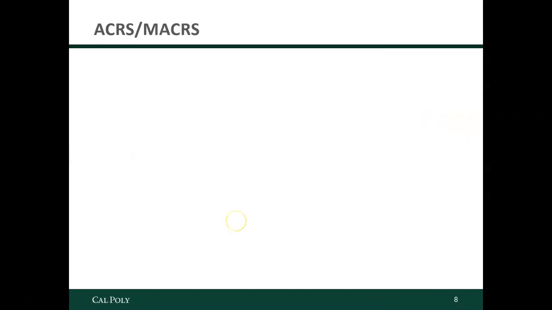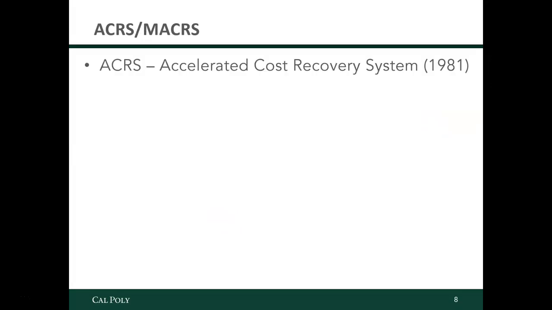So after 1981, new systems were put in place. ACRS is the Accelerated Cost Recovery System that was introduced in 1981, and MACRS is the modified ACRS, and that was put into place in 1986's tax code.